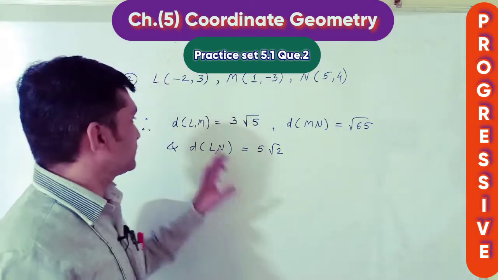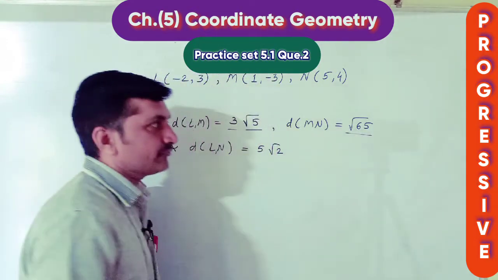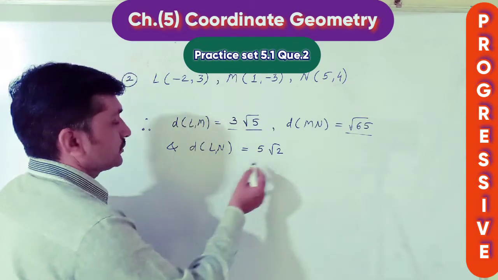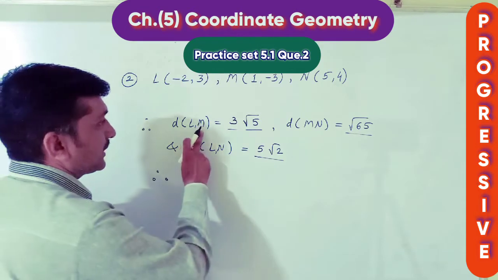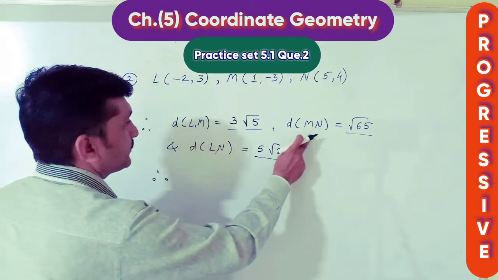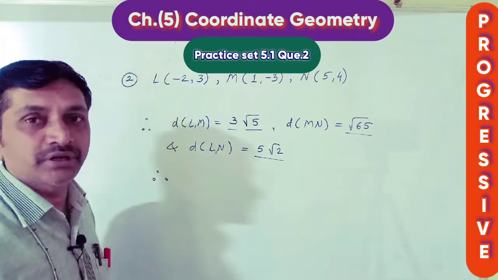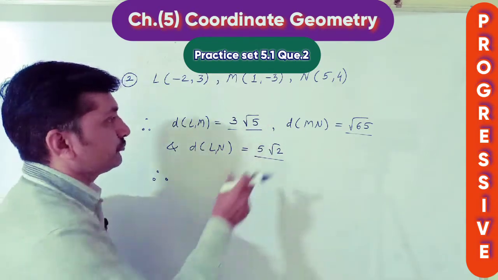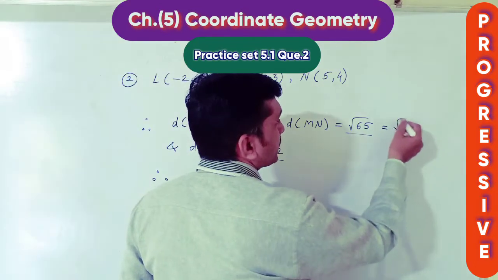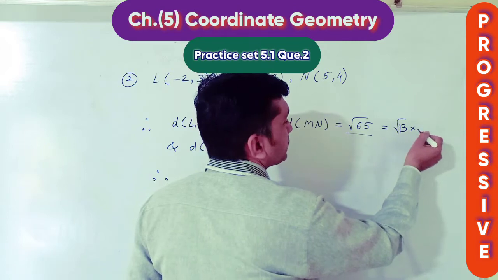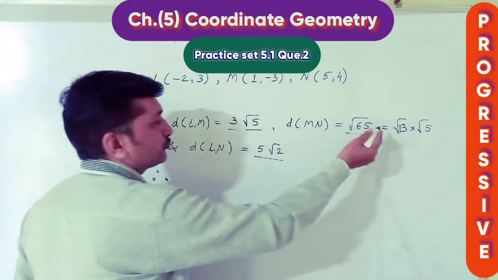Now we got 3 distances. Distance LM 3 root 5, distance MN root 65. We cannot factorize 13 5s are 65. Distance LN 5 root 2, and therefore by adding any two of LM, MN, LN we don't get the third. If we split this, we can write this as root 13 into root 5, root 13 multiplied by root 5. But again, no use. Here root 5, here root 5, we don't get this.